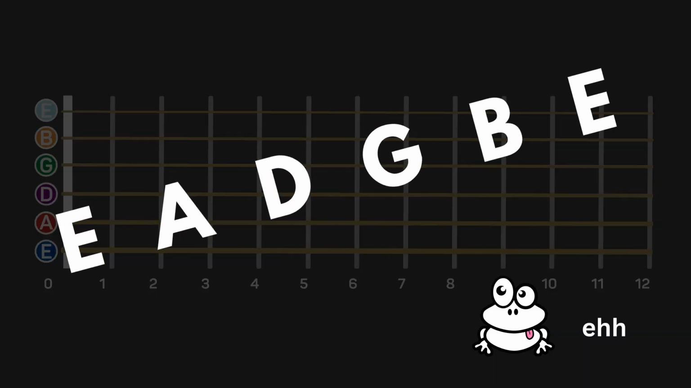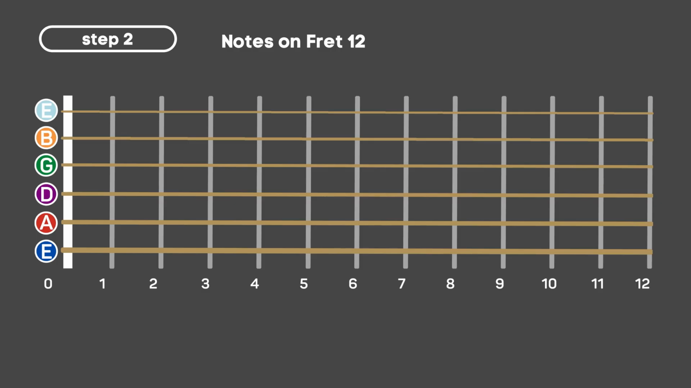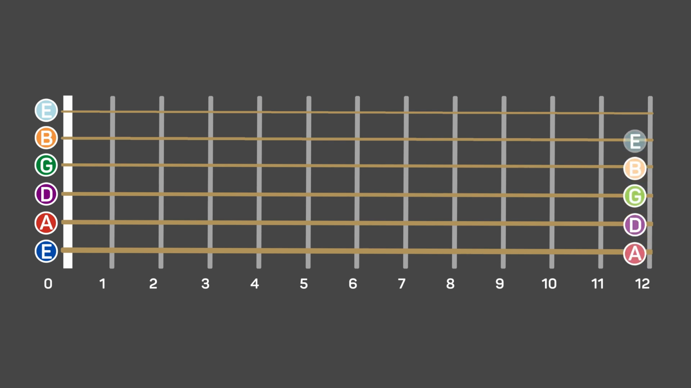Step 2. Notes on fret 12. These notes share the same letter names as the open strings but sound higher. If we can imagine the low open E string as dark blue, maybe we can also imagine fret 12 as a lighter shade of that same color, and fret 12 of the high E string as even lighter.